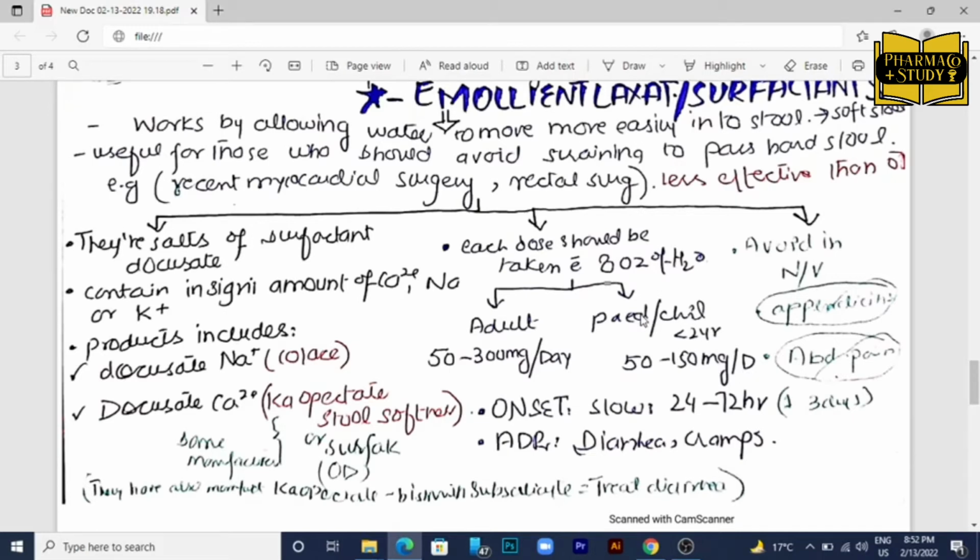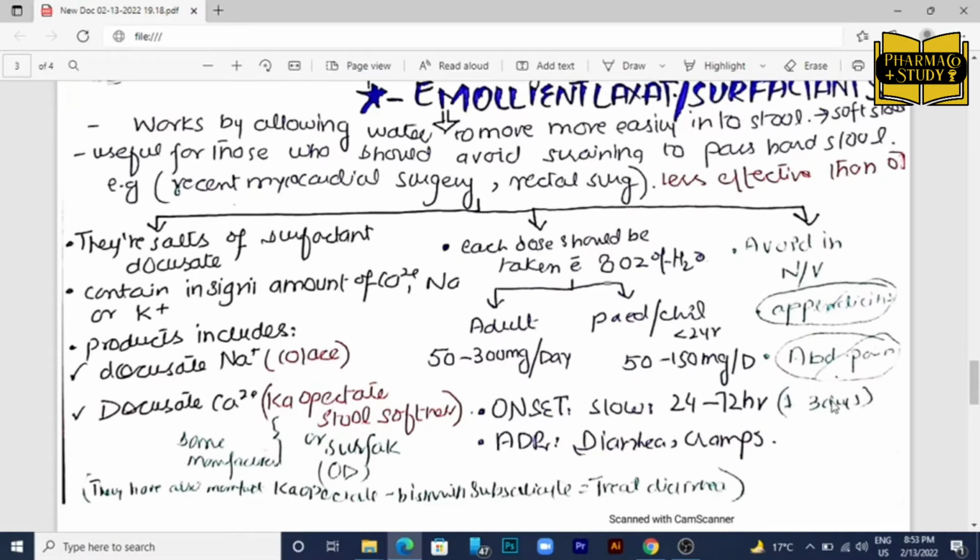So this is also very important. After glycerin suppositories, these are the drugs that can be used in pediatrics less than 2 years of age. Onset is slow, 24 to 72 hours, and the ADRs are diarrhea and abdominal cramping. Avoid in nausea and vomiting. If the person is already suffering from nausea and vomiting, docusate should be avoided. It should be avoided in appendicitis and in patients who are having abdominal pain.